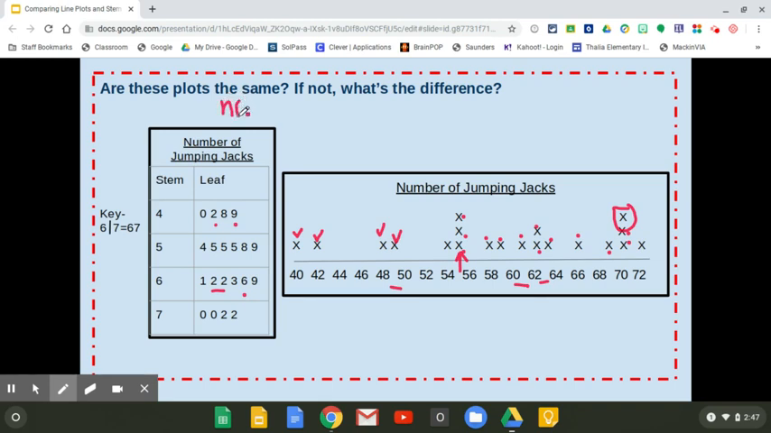Might as well go ahead and finish it out since we were so close to comparing. We already know that the number 70 has different data results. Remember, it's quantitative data versus qualitative data. And for 72, there should also be 2. So that's another difference. So what's the difference? It would be that the data represented for 70 as well as 72 jumping jacks is different on both of these plots.